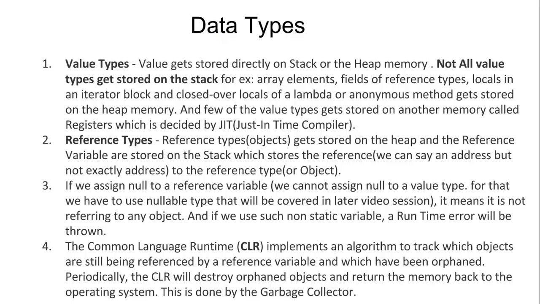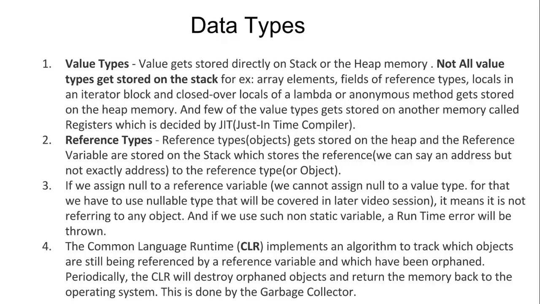As well as the locals in an iterator block. Suppose we are using a for loop, so that loop is getting iterated. If we create a variable inside the body of the loop, and that variable is of value type, then that variable gets stored on the heap memory, as well as the closed over locals of a lambda or anonymous method. We'll look into lambda or anonymous methods in a later video session. So in those cases, if we have a local variable of value type, it will get stored on the heap memory, and a reference type will always get stored on the heap memory.